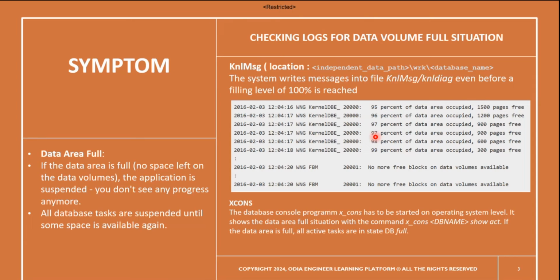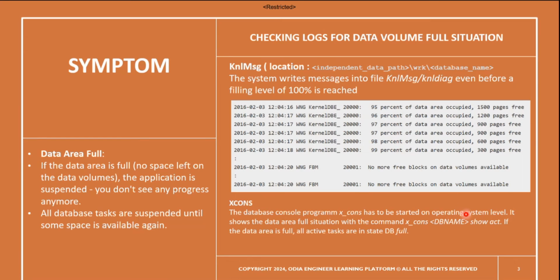The best and easiest way to identify it is to use xcons. Xcons is located under your cd sapdb, SID, and then the program under the bin section, where you can see xcons. You need to connect with xcons. You use x_cons, the console with which you connect to the database. You have to provide the database name here, and then you can provide the show act. This is applicable for both log volume full and data volume full. In either case it will throw an error, showing that your data volume is full.